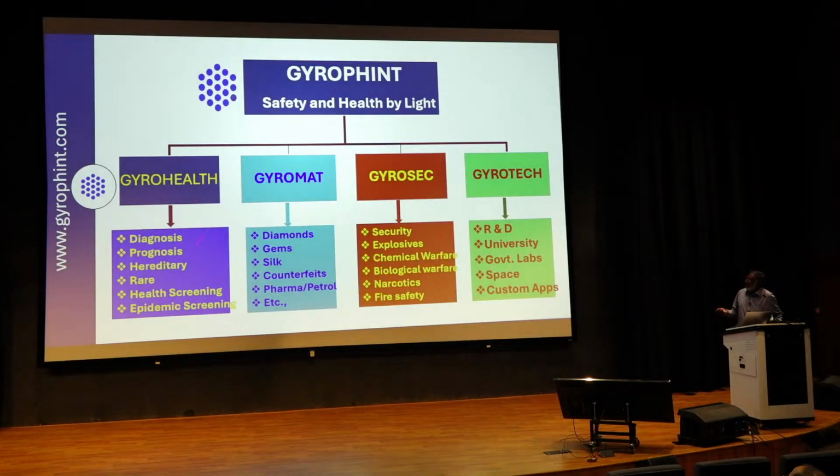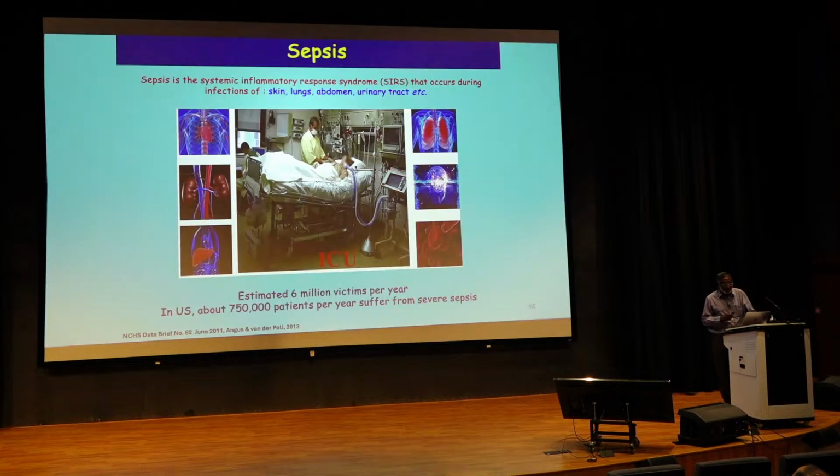These are the verticals. We have health, where we do diseases of different kinds. We do prognosis of disease. It's called Gyromed, which does diamond, gem, silks, and counterfeits, pharma, and petrol. We do security, explosives. I will show you one technology to detect all these. And of course, we do consultancy for space, universities, and other applications.